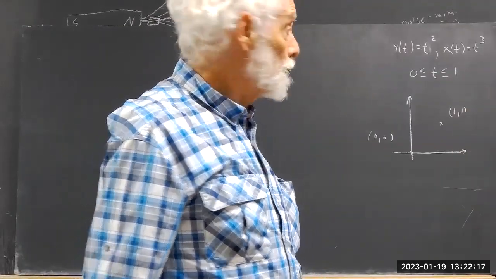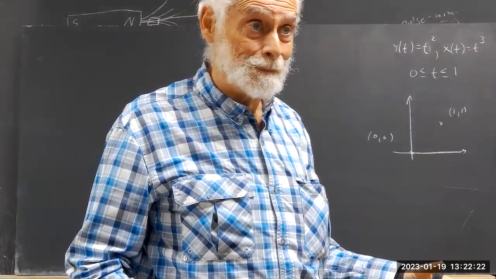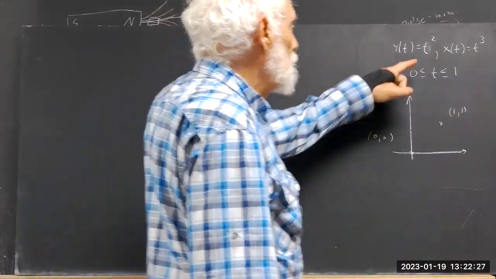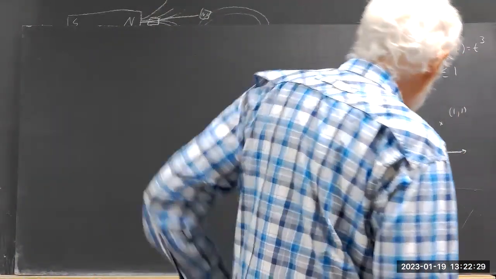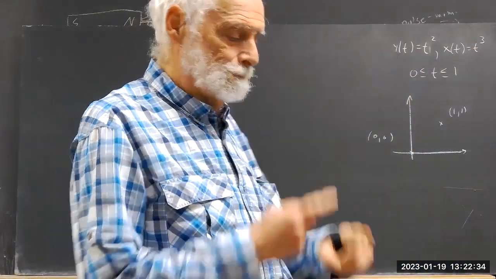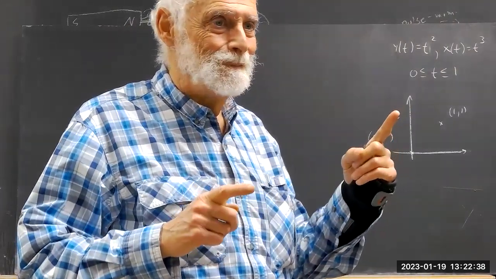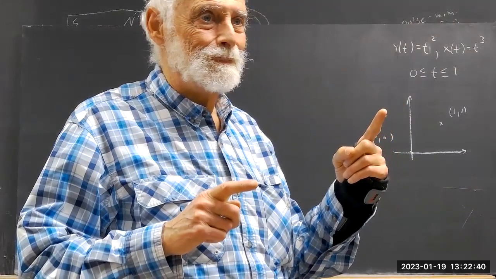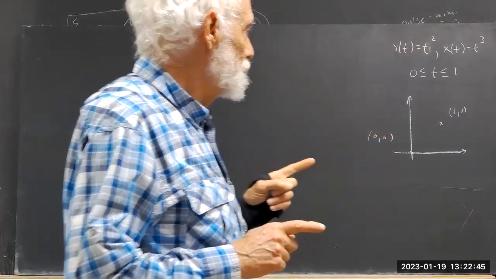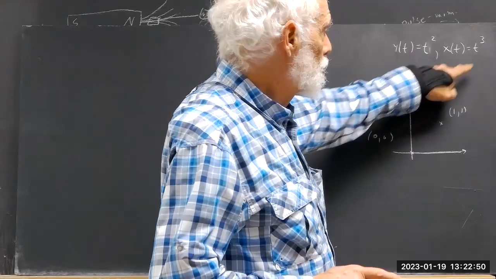Now, if it's y equals t and x equals t, y would equal x, and y equals x is a straight line. But now y is t squared, x is t cubed. Okay, what's bigger, t squared or t cubed? Just say x or y.